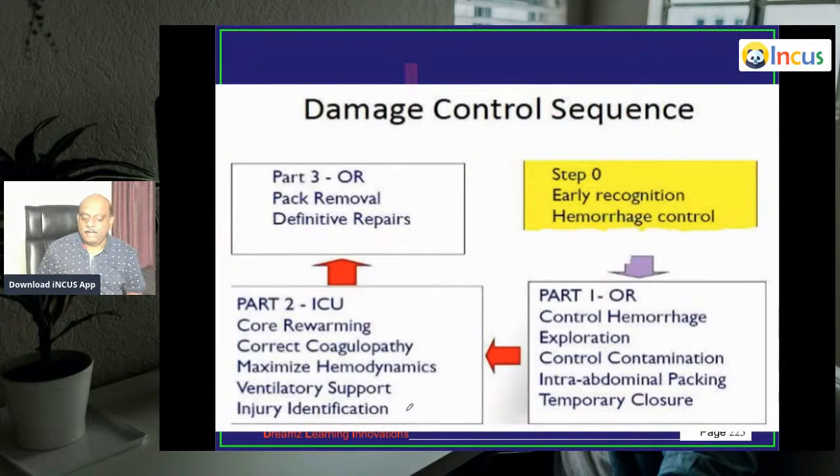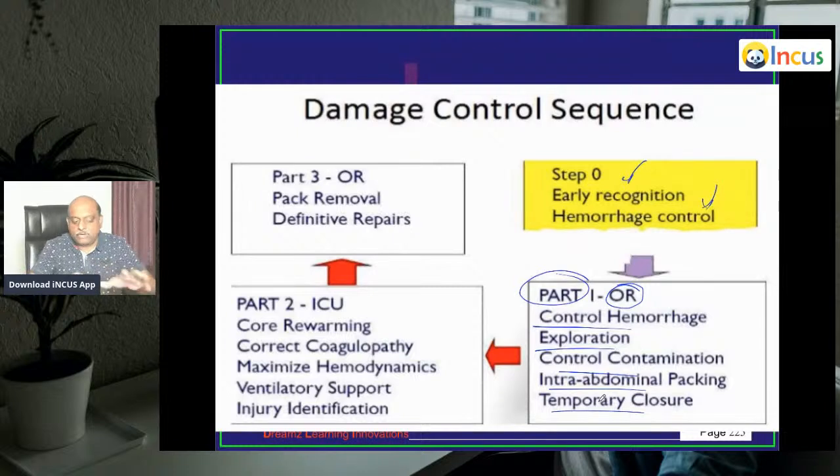So if you look at the damage control surgery, you have step zero, early recognition, hemorrhage control. Then part one, you have to do it in the operating room: control hemorrhage, exploration, control contamination, intra-abdominal packing and temporary closure. Temporary closure, apply mesh and close. If there is a big wound in the abdomen, blunt injury or penetrating trauma, you apply a mesh, temporary closure.